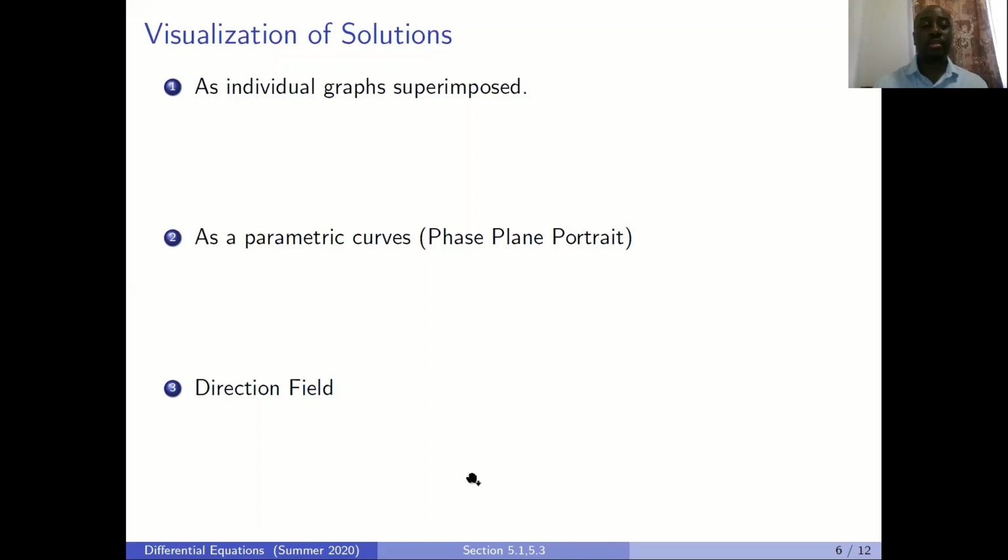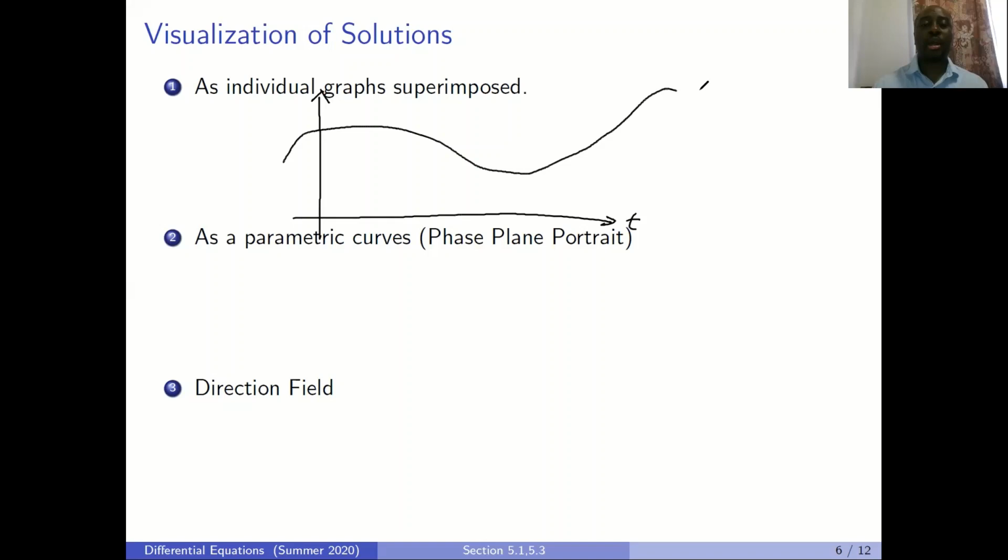The first and I guess most obvious thing you can do is plot the 2 equations separately, but on the same graph. So let's say this is a t-axis. I can decide to first look at how my x of t looks for some range of t values. And then I can superimpose that with y of t on the same axis, so that I can look at the relative behavior of the 2, if that is of interest to me, within a specified domain, a, b.